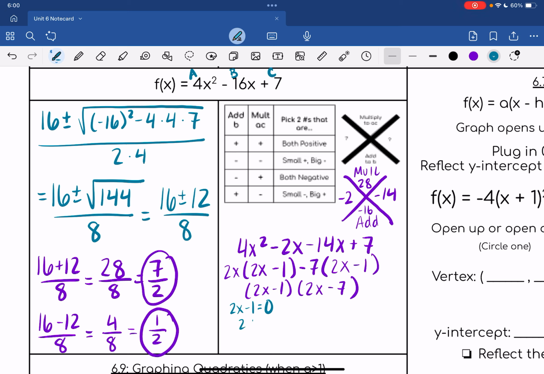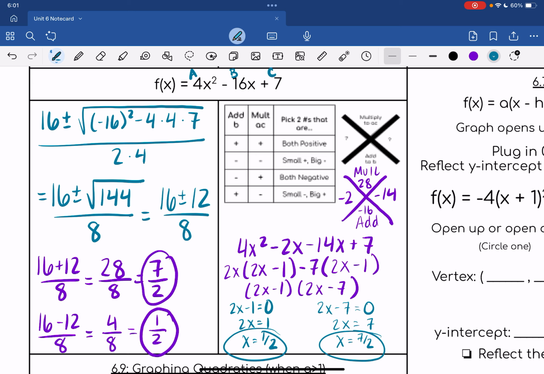Add 1 to both sides, we would get 2x equals 1. Divide both sides by 2, we would get x equals 1 half. If I set 2x minus 7 equal to 0, I would add 7 to both sides, get 2x equals 7, and divide both sides by 2, I would get x equals 7 halves. So, two ways to do the same problem, we would get 1/2 and 7/2 both ways.